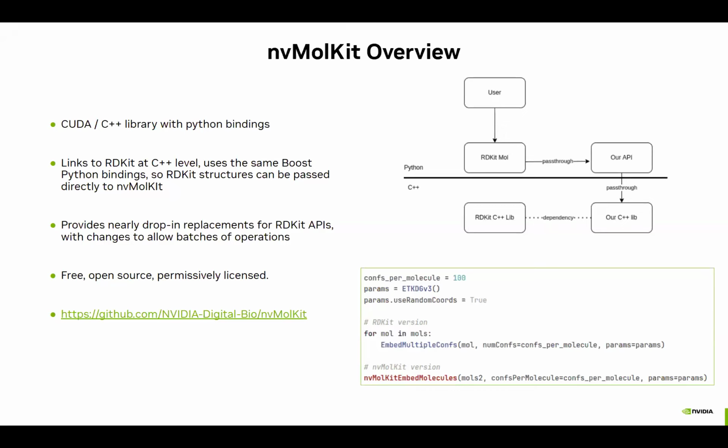Our general philosophy is to try to match RDKit APIs as much as possible. So if RDKit has a function, we try to have a similar function. The exception there is when we're doing GPU programming, we often need to do things in batch in order to take best advantage of our hardware resources. And so often what you'll find is where an RDKit API will take in a molecule, ours will take in a list of molecules and do the operation over all the molecules at the same time. And that applies to a couple different aspects.